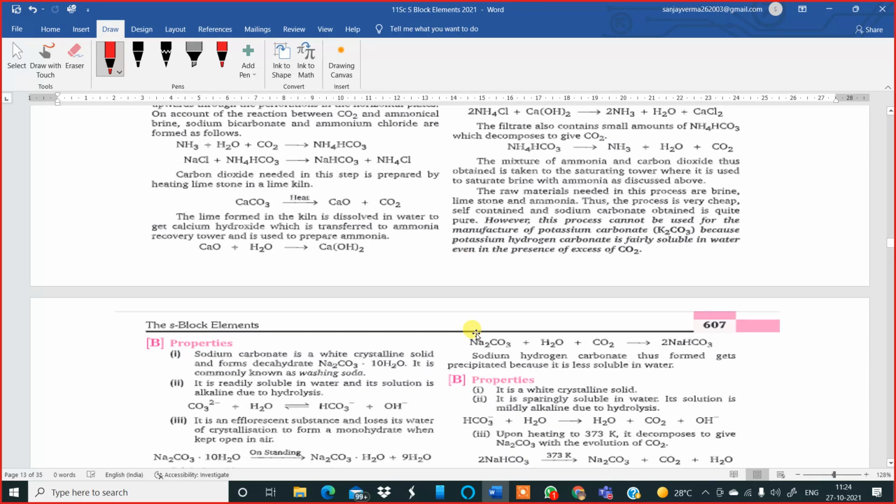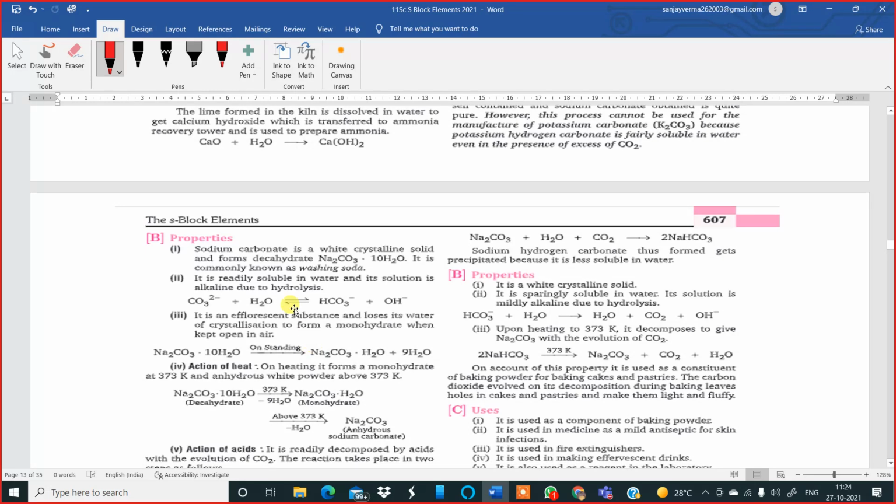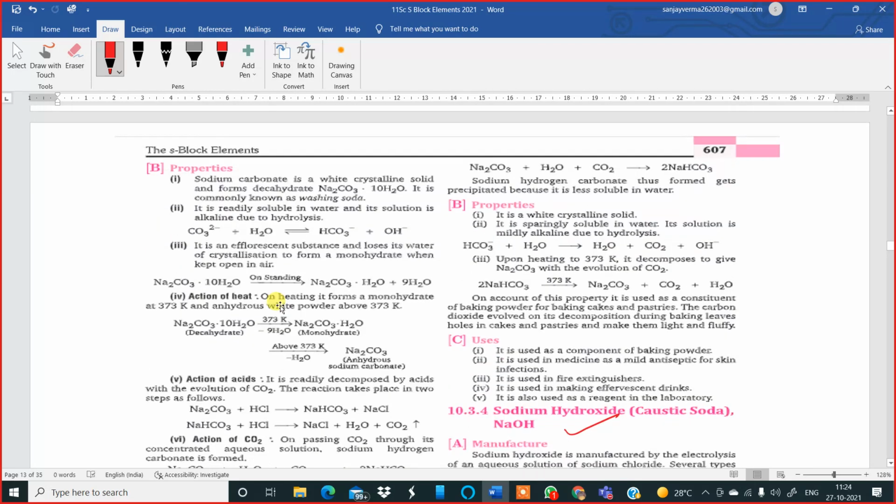Then coming to the properties of sodium carbonate. If you look at sodium carbonate, it is a white crystalline solid and forms a decahydrate. It is commonly known as washing soda. This is one property which you should try to remember. The color is white crystalline solid. It is readily soluble in water, and its solution is alkaline due to hydrolysis. It is an efflorescent substance and loses its water of crystallization to form a monohydrate.